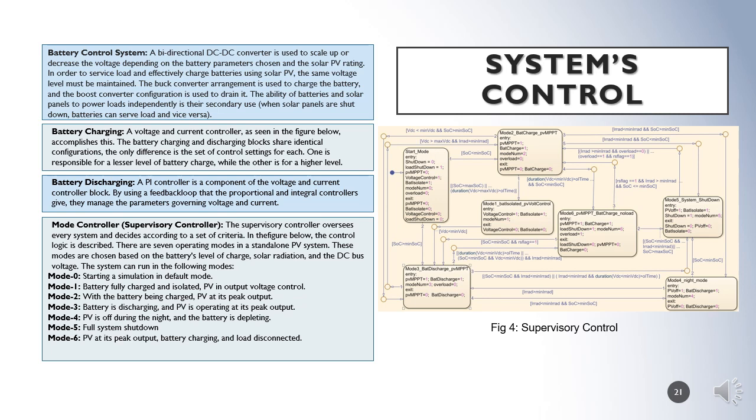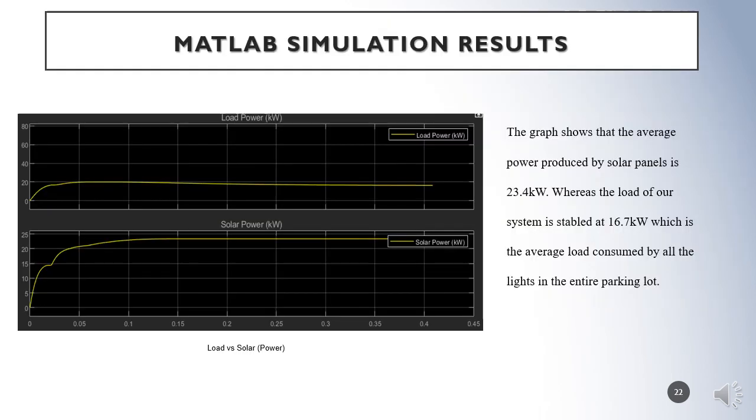Going into a little detail of the control system, on your right is the supervisory controller, and it operates all the control system of our system. The supervisory controller manages all the modes from 0 up till 6. In mode 0, it starts the system. In mode 1, the battery is fully charged and isolated. In mode 2, the battery is charging. In mode 3, the battery is discharging, and so on. These are all the modes that the supervisory controller controls.